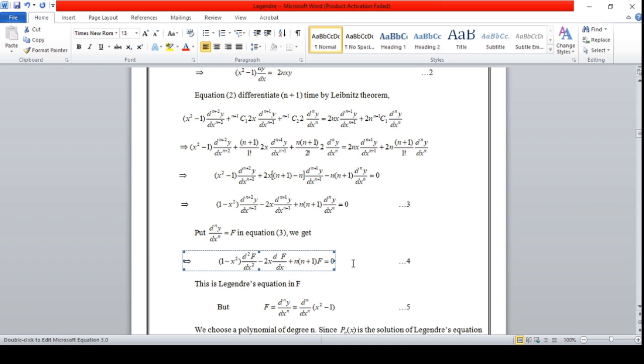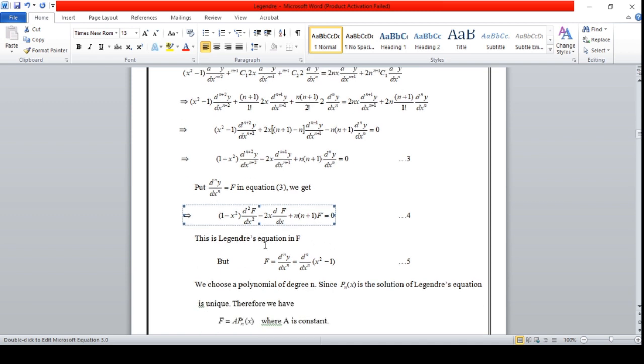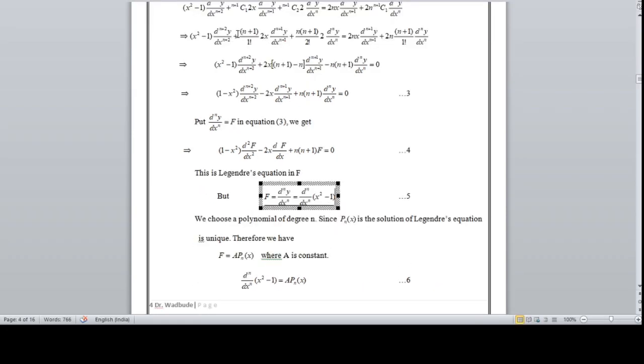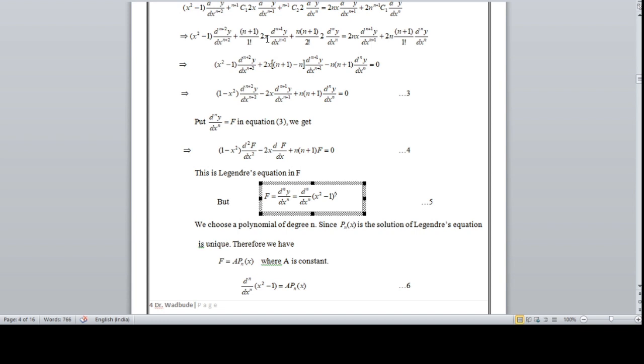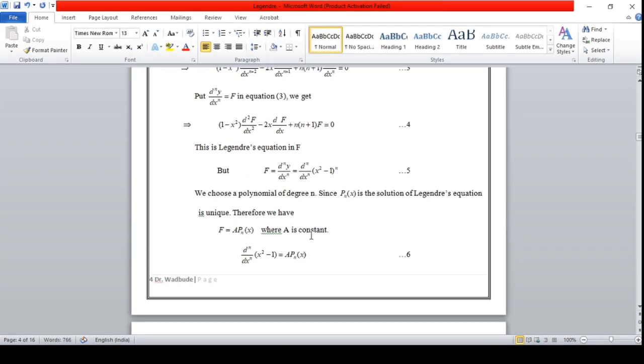Put d^n y upon dx^n equal to f, and we get this equation. This is again the Legendre equation, the Legendre equation in f, where f is equal to d^n y upon dx^n. Substituting the value of y, whose power is n, this is equation number 5. We choose a polynomial of degree n, since P_n(x) is the solution of the Legendre equation and is unique.